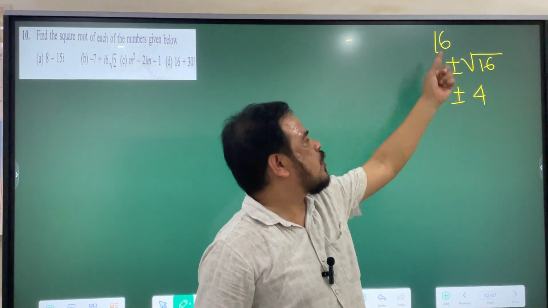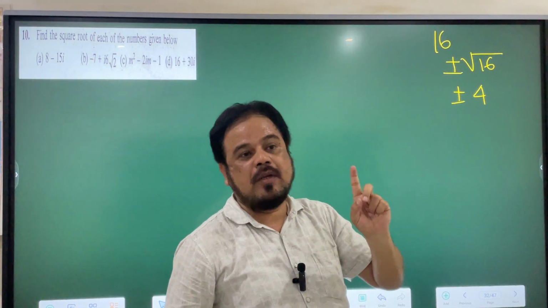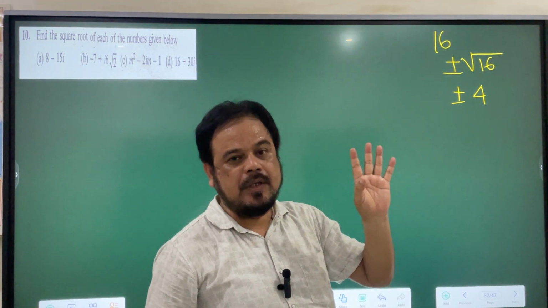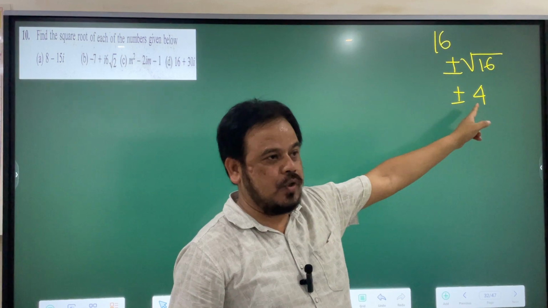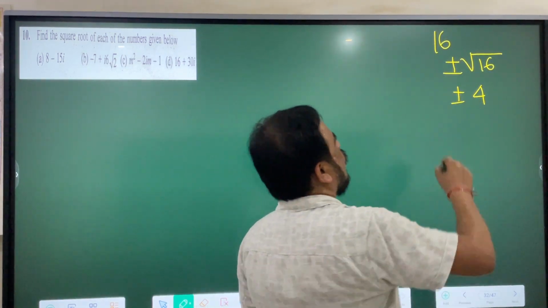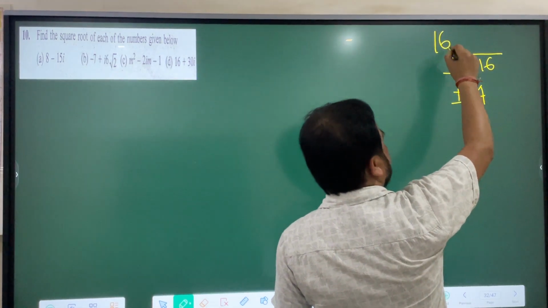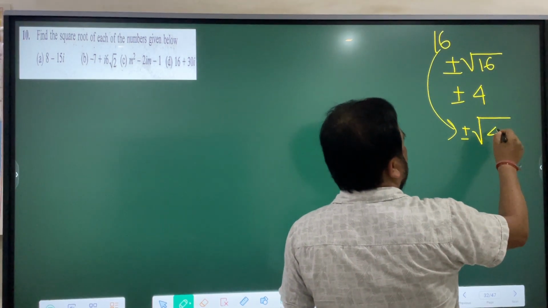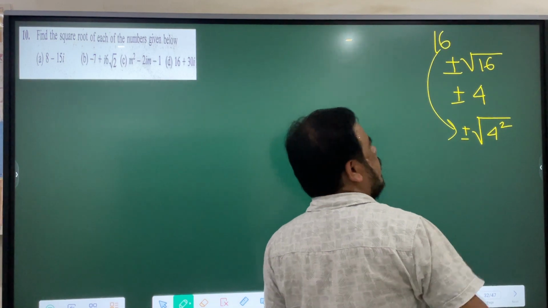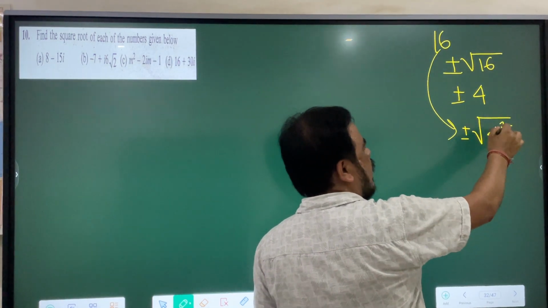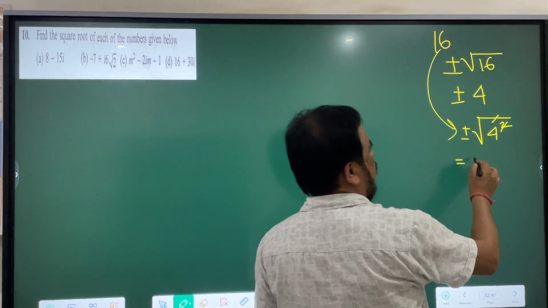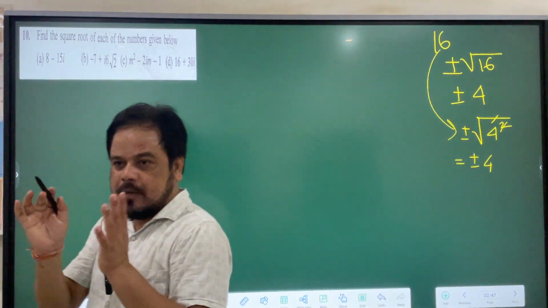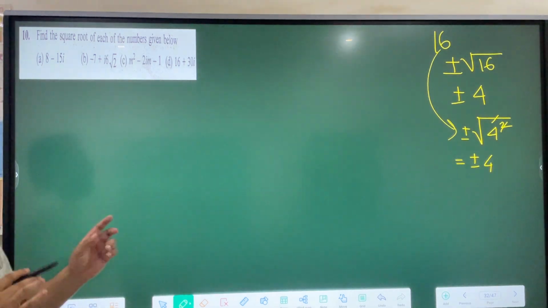And what is the square root of 16? Plus 4 and minus 4, because plus 4 whole square is 16 and minus 4 whole square is also plus 16. That is why plus minus is used. So when we are asked to find the square root of 16, we have to find a square inside the square root. If we don't get a square, the root cannot get cancelled. So our aim is to get a whole square inside the root.